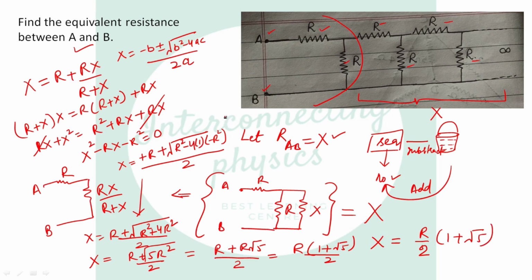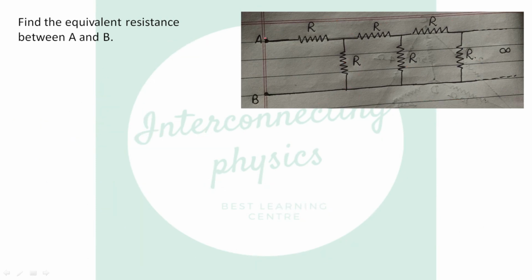Again I repeat, how do we calculate? We assume the equivalent resistance between point A and B is equal to X. Okay, this is the first step. Second step, remove the first unit and assume the resistance of the remaining network. The resistance of this network is again X.